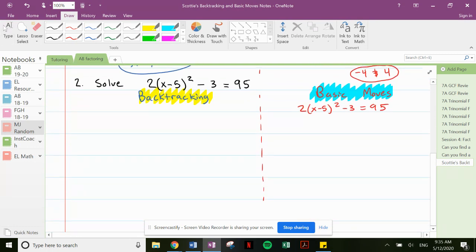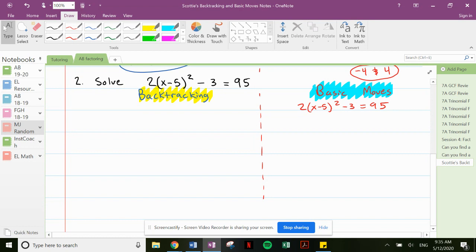This one a little bit more complicated. 2 times the quantity of x minus 5 squared minus 3 equals 95. So with backtracking, we start with what's happening to x first, and inside those parentheses, we subtract 5. Then, be careful on the order here, we square, right? We're not multiplying by 2 yet. Exponents come first. Now we multiply by 2, and lastly, subtract 3, and that brings us to 95.